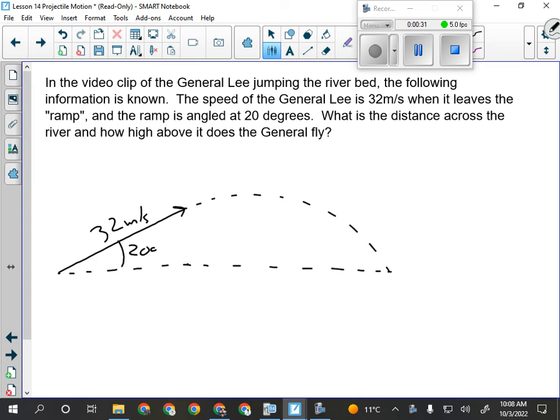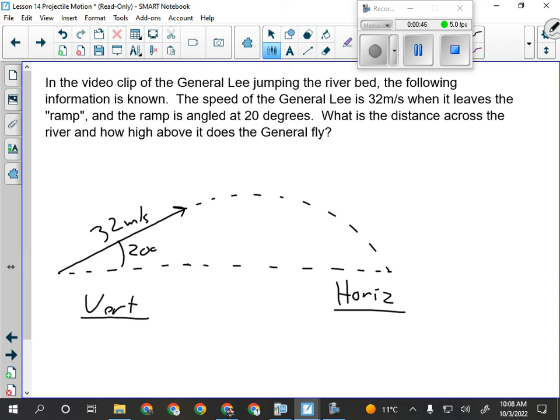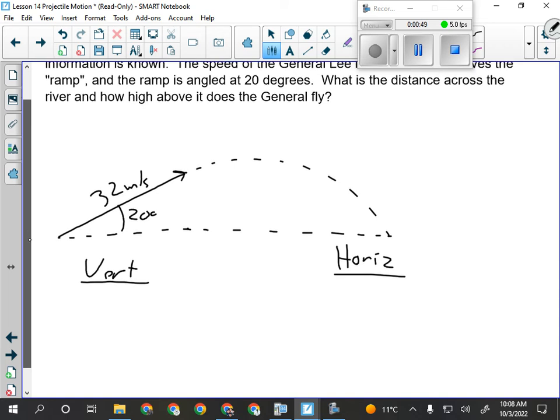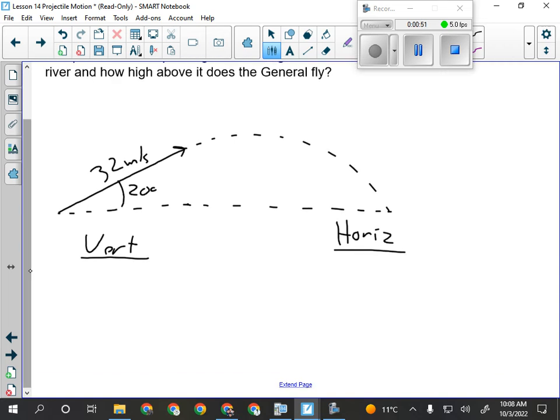Okay, assuming the launch point and the landing point are level, the same height, we would have a situation that looks like this. Now, we have to break up all projectile motion into its horizontal and vertical components because they act differently. All we're given is the launch velocity, magnitude and direction. And we're being asked to calculate two things: horizontal distance traveled and maximum height. In order to calculate those, we're going to have to calculate three other things too.